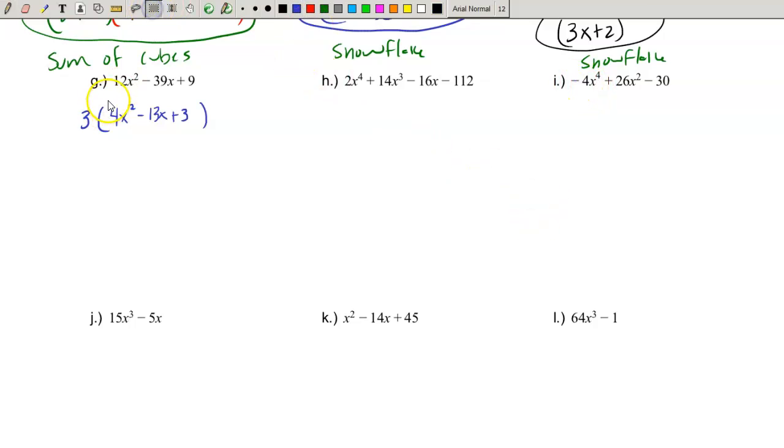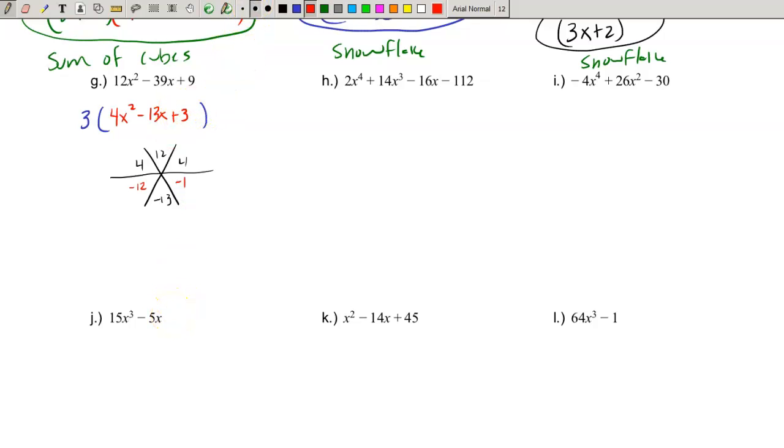We took out the 3, and now we're left with a trinomial here that we would want to try to factor. We want to basically try to use that snowflake method to see if we can go further on it. So let's give it a try. We have a term of 4, a times c is 12, and we have negative 13 down here. And so what multiplies up to 12 and adds up to negative 13? Well, that's going to be negative 12 and negative 1.